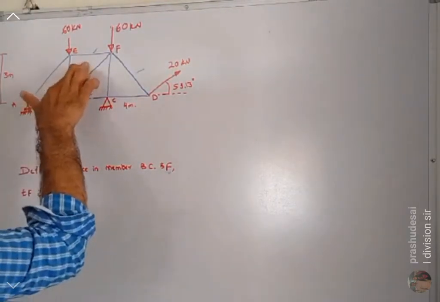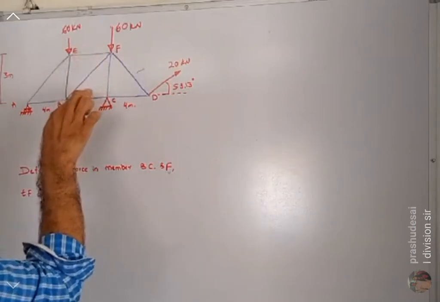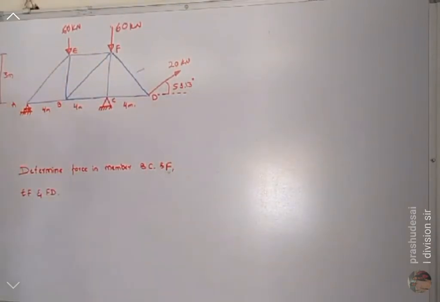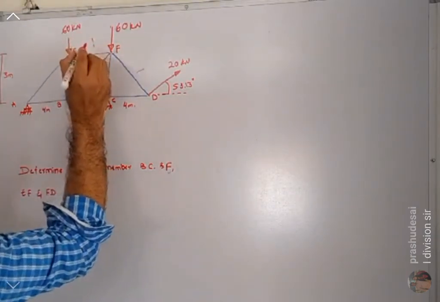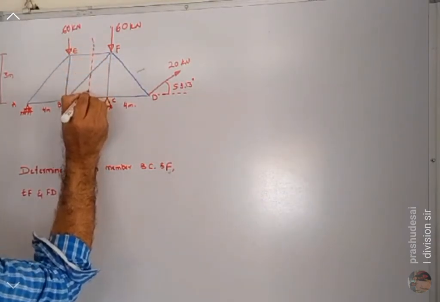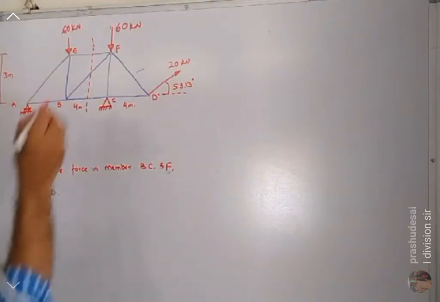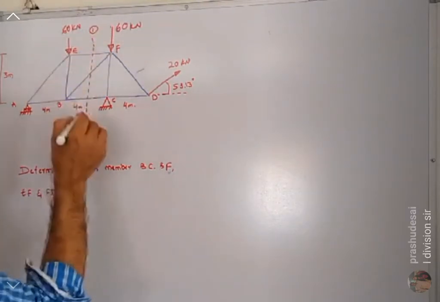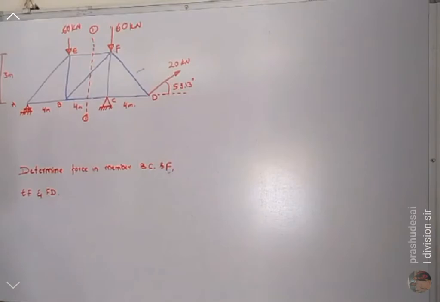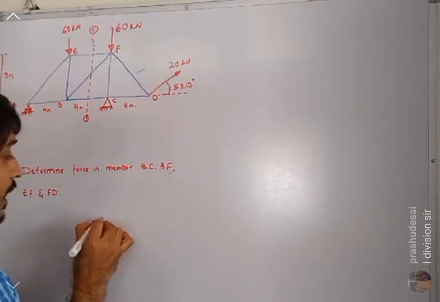So what we'll do, first we'll take a section. Okay, we'll draw a section line. So here I can draw one section like this. So let me take it as section 1-1. If I take it, so how do I get this? This will be the free body diagram of the section.